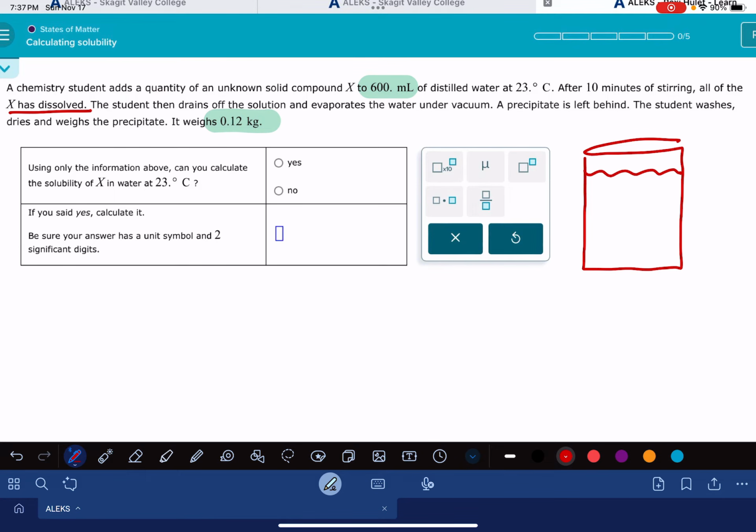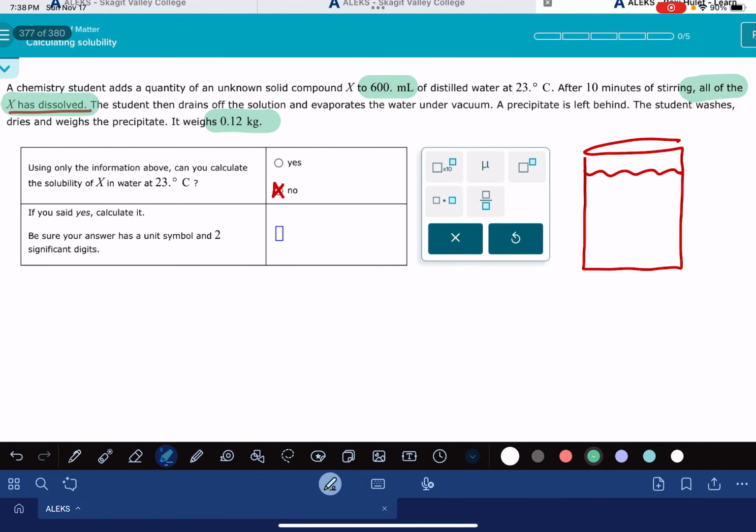And then it says you drain off the solution. Drain it. Why? Drain the solution and evaporate the water, and that causes a precipitate to be left behind. But at no point is it telling us that we have a solid or a precipitate or crystals in a solution. It does tell us that there's a precipitate left behind, but if we read carefully, nowhere in here is it telling us that we have liquid coexisting with crystals or with precipitate. So this, I'm going to say, is a no. We can't calculate the solubility.